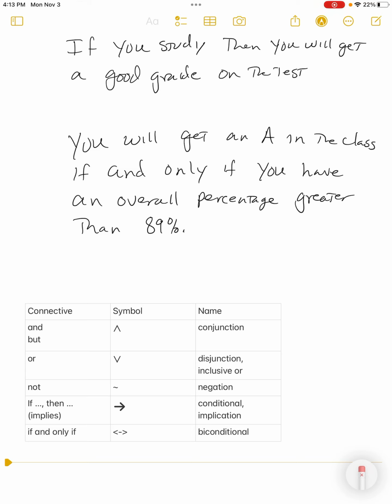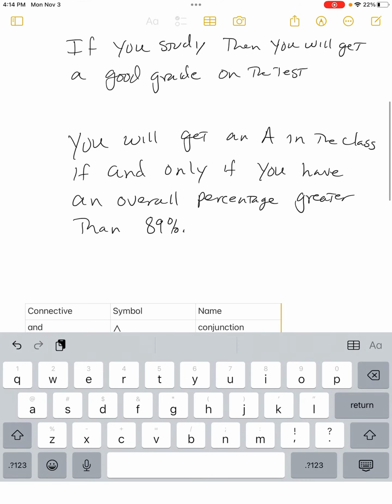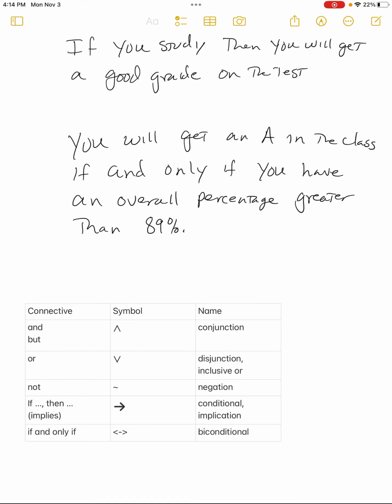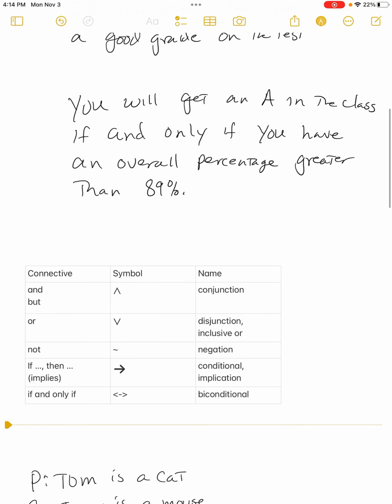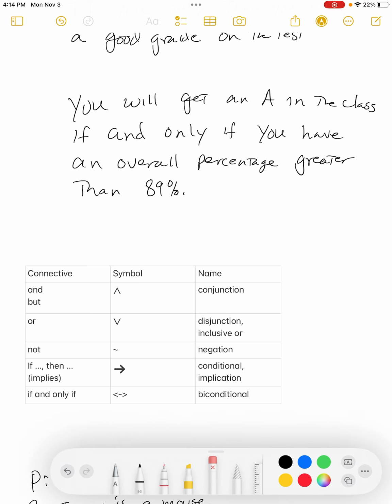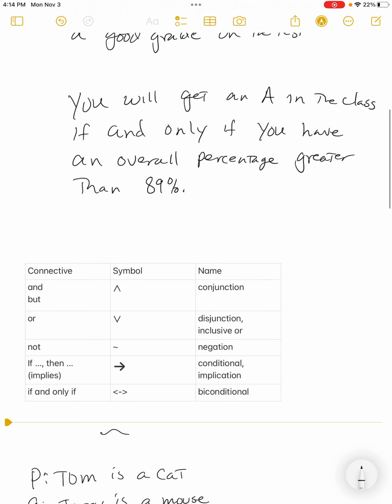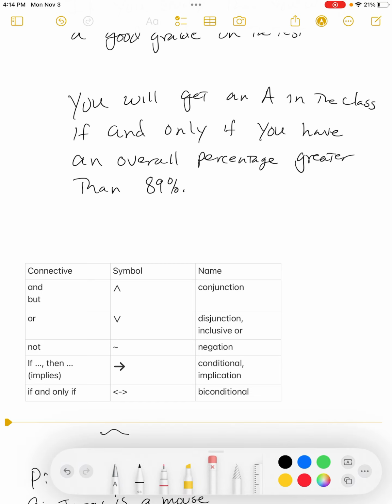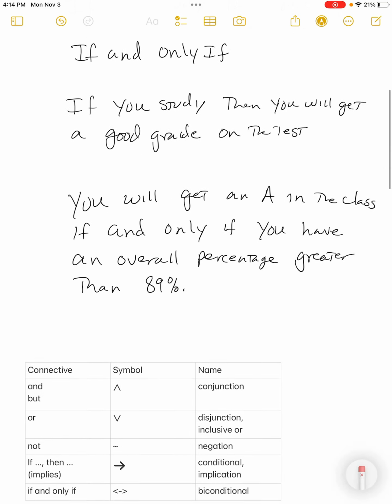Not is the negation, right? And you're already familiar with that. The not symbol, see if I can make this bigger. I don't think so because it doesn't think it's a picture. It's a table. Not is that little wavy line called a tilde. It's this tilde symbol that's right here. If then has an arrow that points from left to right. And if and only if has a double arrow pointing back and forth.